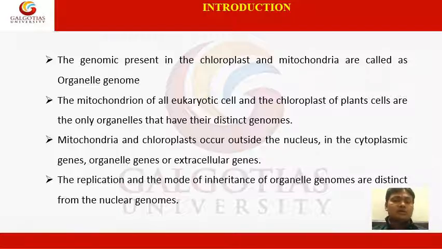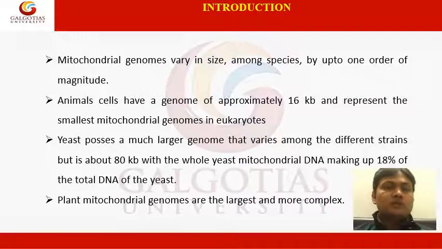Mitochondria and the chloroplast are present outside the nucleus, in the cytoplasm. Their genes are also known as organelle genes or extranuclear genes. The replication and the mode of inheritance of the organelle genomes are totally different from the genomes present in the nucleus. These mitochondrial genomes are totally different from the nuclear genomes in size, and they differ from species to species and from one order to another.